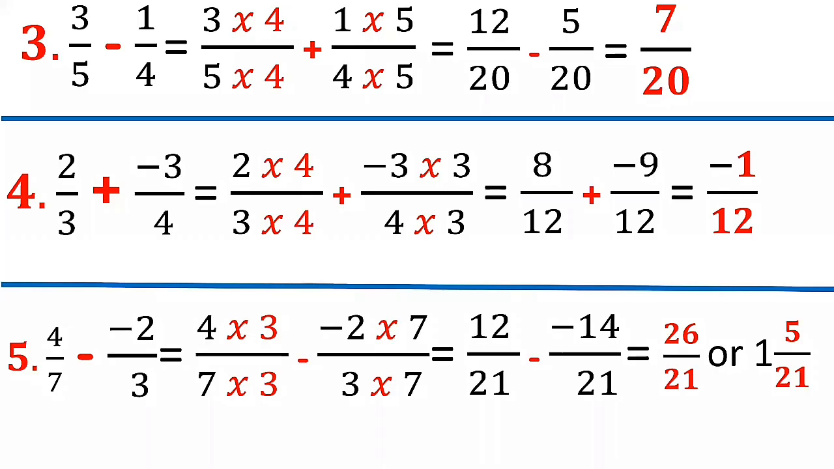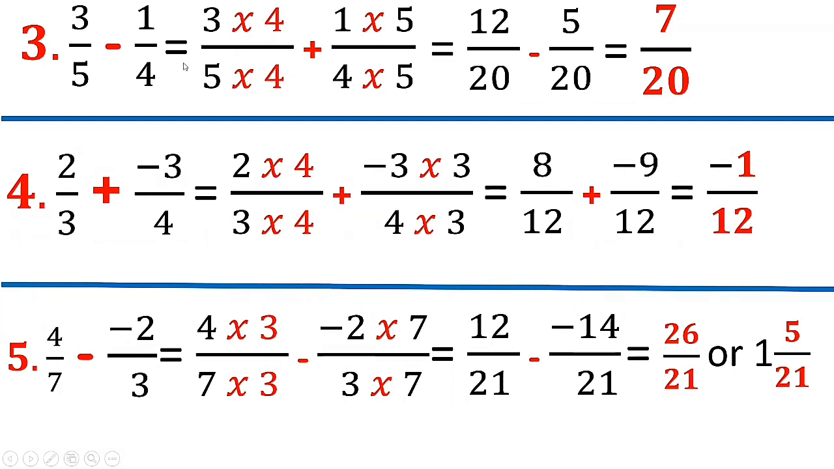Okay, next, let's have this example. Number 3, we have 3 over 5 minus 1 over 4. Okay, so the denominators are 5 and 4, and the LCM is of course 20.